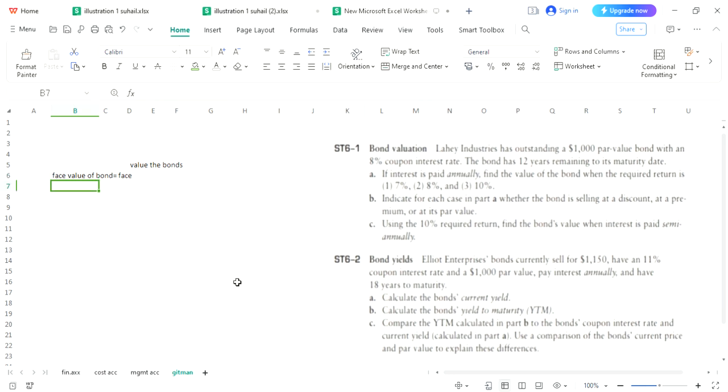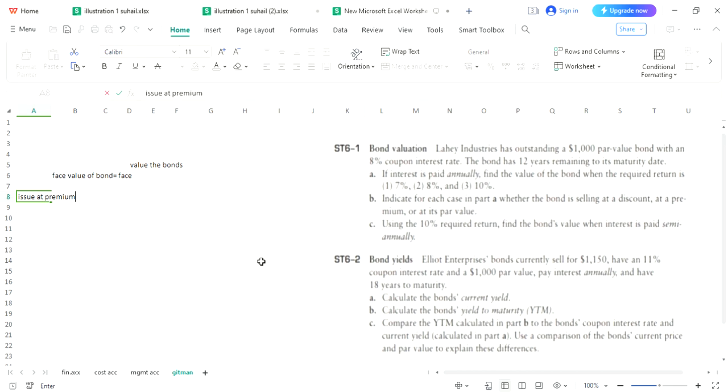Here try to understand that the value of that bond is 1000, which is called face value. If your organization's reputation or goodwill is very strong, it may be possible that the organization can issue that bond for a price more than the face price. For example, the face price is 1000, but they are issuing this bond for rupees 1200. It means it's a value more than the face value. It would be called issued at premium.